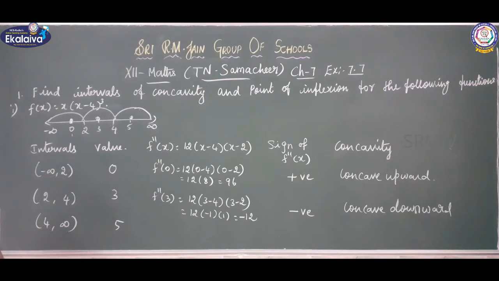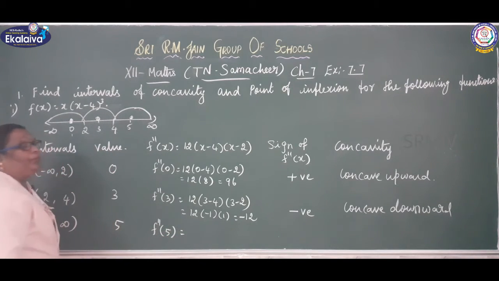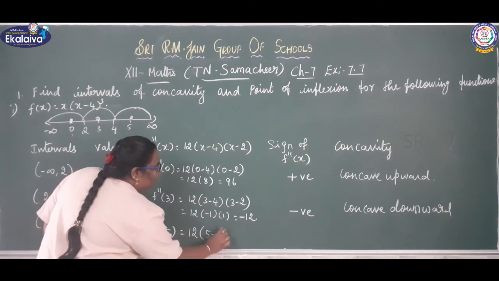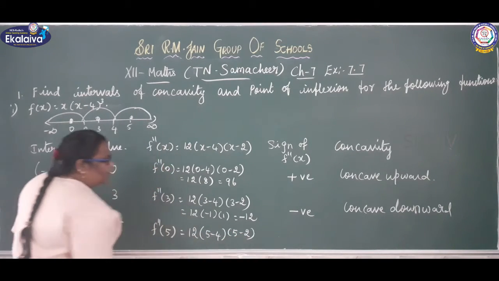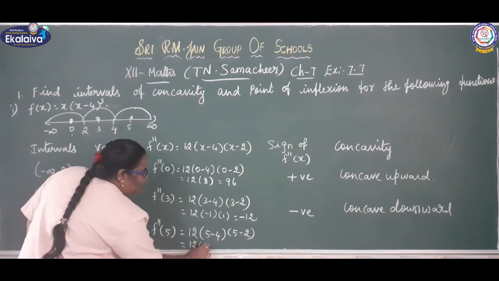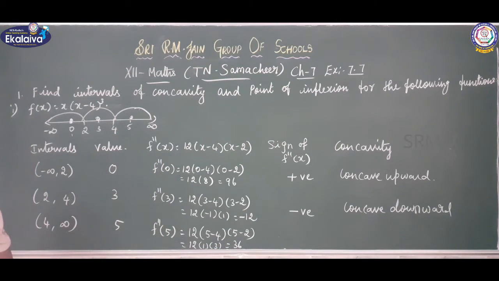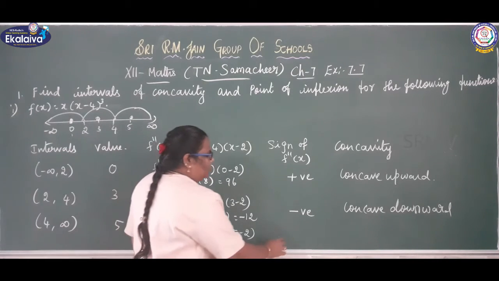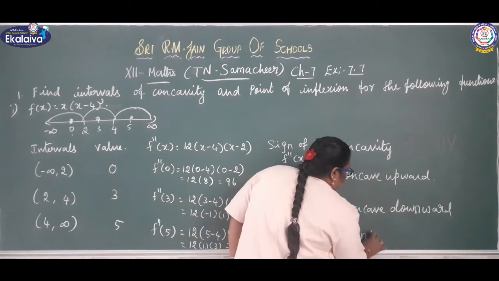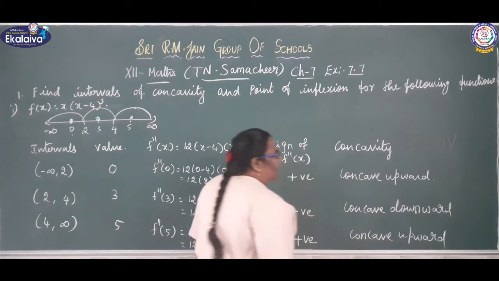Now, you can take it as 4 comma infinity. What is the value we are going to take? 5. So, f double dash of 5 equal to 12 into 5 minus 4 into 5 minus 2, 12 into 1 into 3. So, the value is 36. So, it is positive, concave upward.